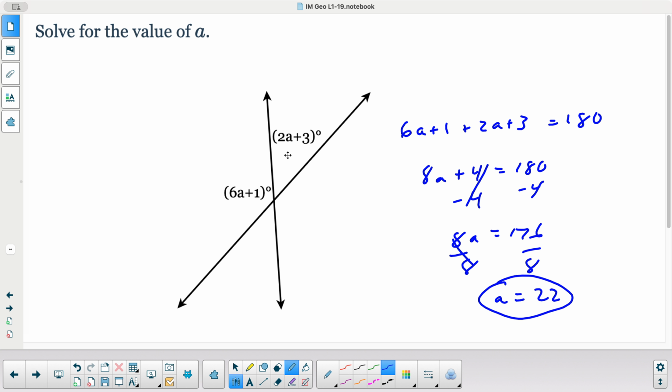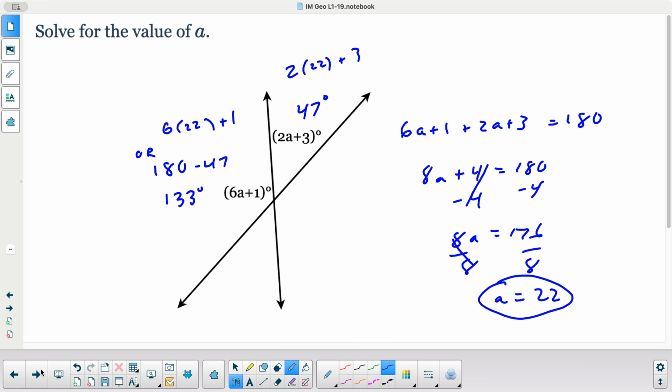If it said find the value of each angle, it would be 2 times 22 plus 3, which is 47 degrees. And then here, you could plug it in. You could do 6 times 22 plus 1, or you could just do 180 minus 47. Either way, you should get the right answer. So this is going to be 133 degrees.